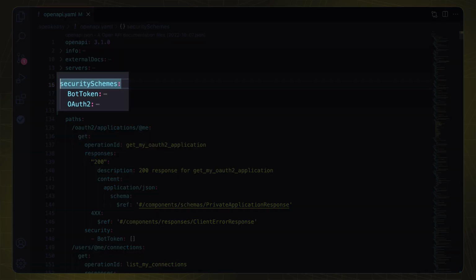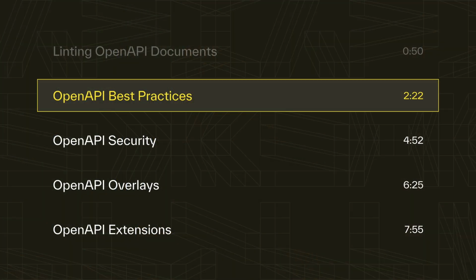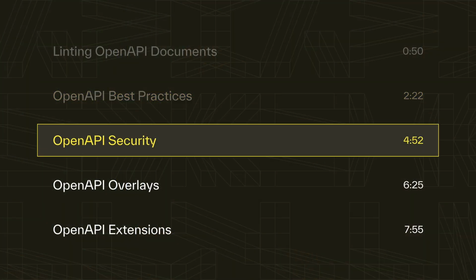Finally, security schemes should always be used to document the supported authentication methods for each secured endpoint. This topic deserves its own section, so let's dive deeper by exploring OpenAPI security.